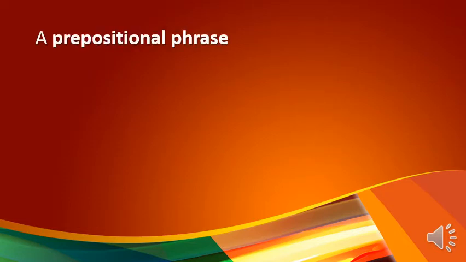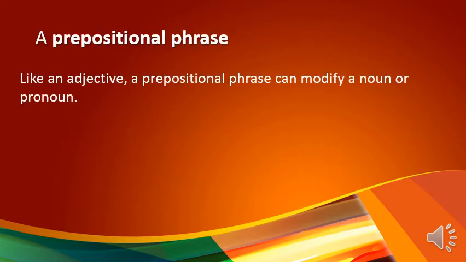Like an adjective, a prepositional phrase can modify a noun or pronoun. So the prepositional phrase could be used in the sentence as an adjective. An adjective modifies a noun or pronoun. It's the same with the prepositional phrase. The prepositional phrase could modify a noun or a pronoun in the sentence.